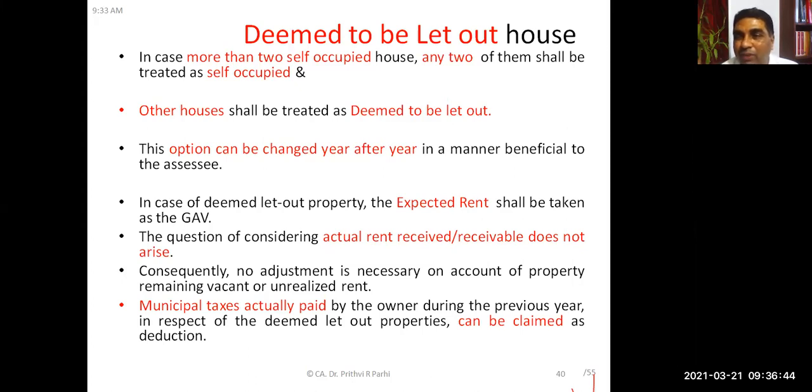Let us say houses A, B, C, D, E. The assessee may choose any 2. Which houses will the assessee choose? Naturally, those whose annual value is highest, the top 2, because that will become 0. He has to pay less tax. So naturally, the assessee will choose those houses whose annual value is maximum. He'll say, these 2 are my self-occupied. The others, you treat as deemed to be let out.